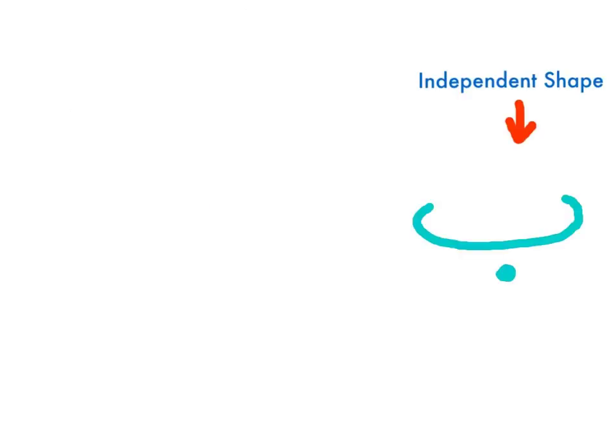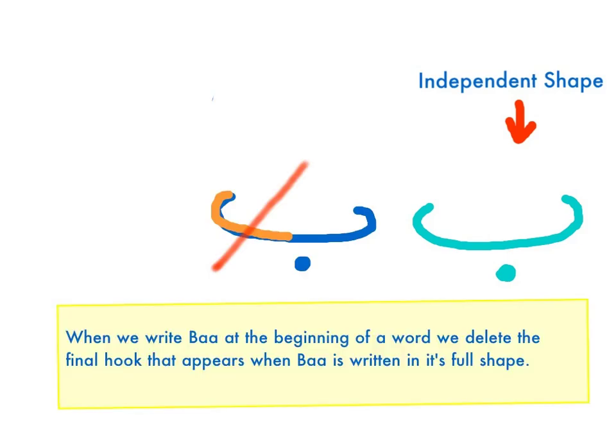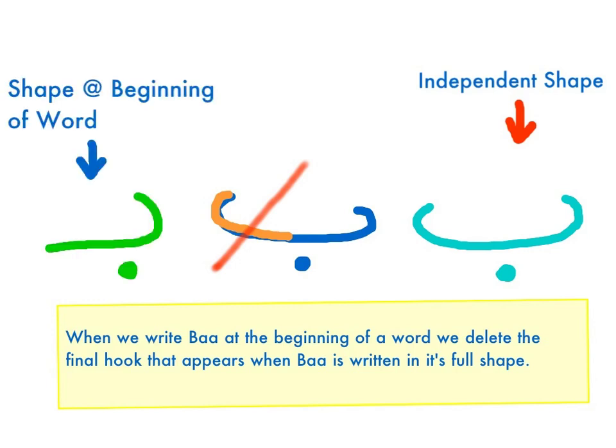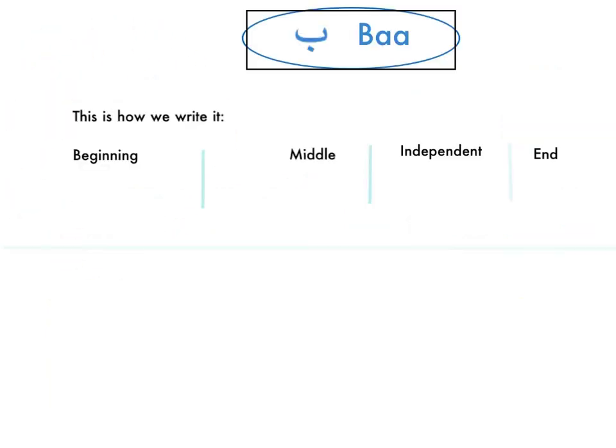Ba at the beginning of a word is written as half of the independent shape. You can see the independent shape at the right. So to arrive at the beginning shape of ba, we need to delete the final hook. Now you can see the ba shape at the beginning of the word on the far left. Now watch as I write ba in its shape at the beginning of a word.